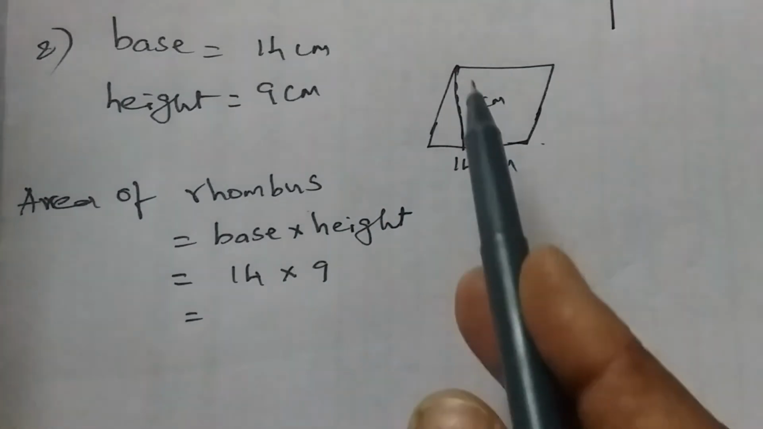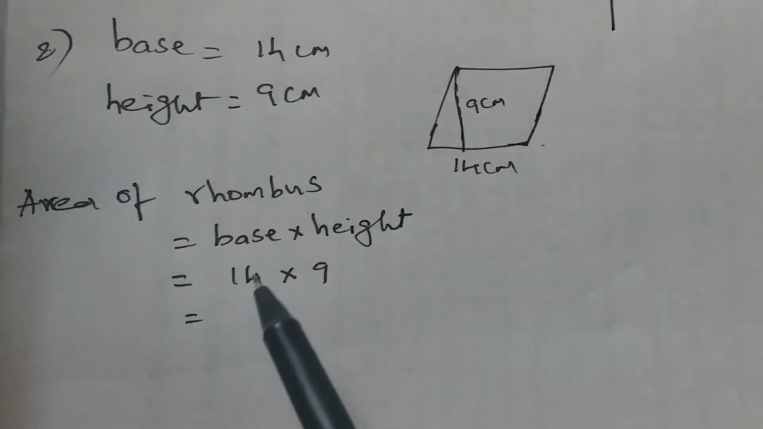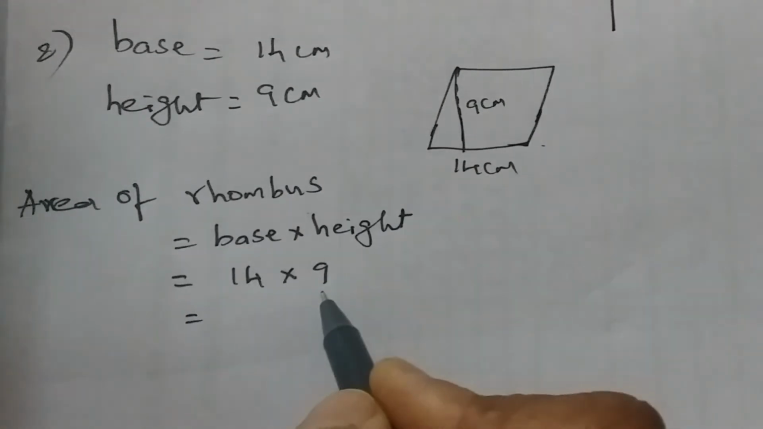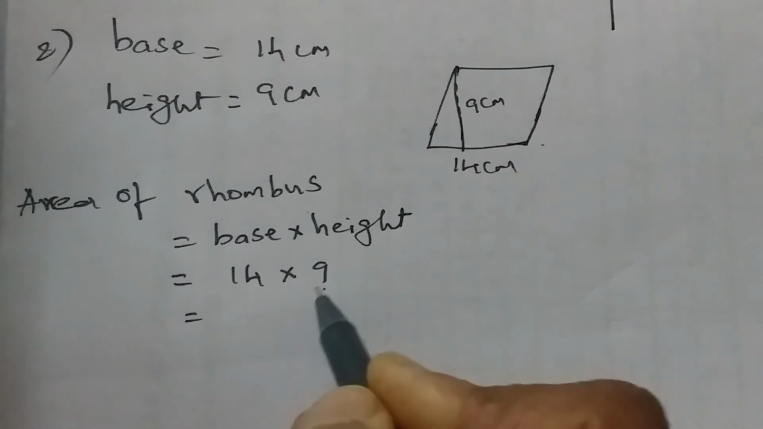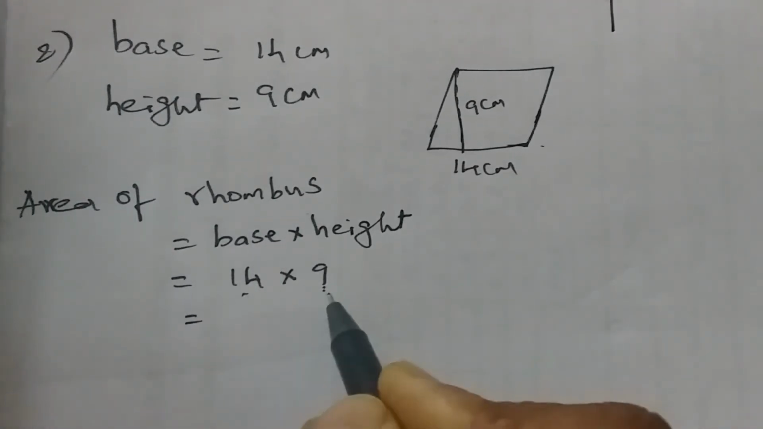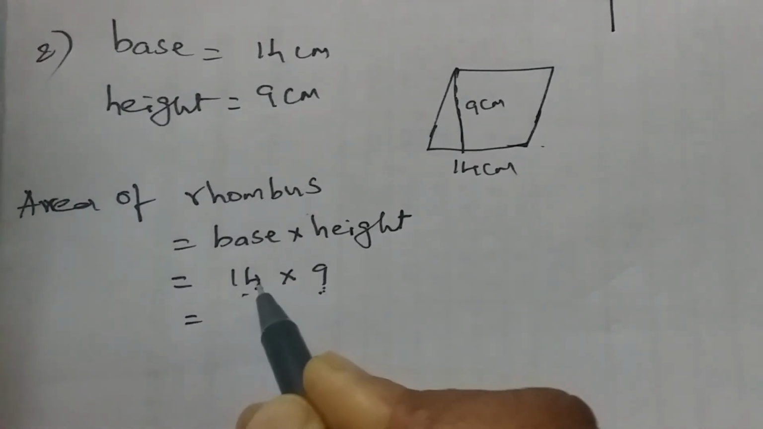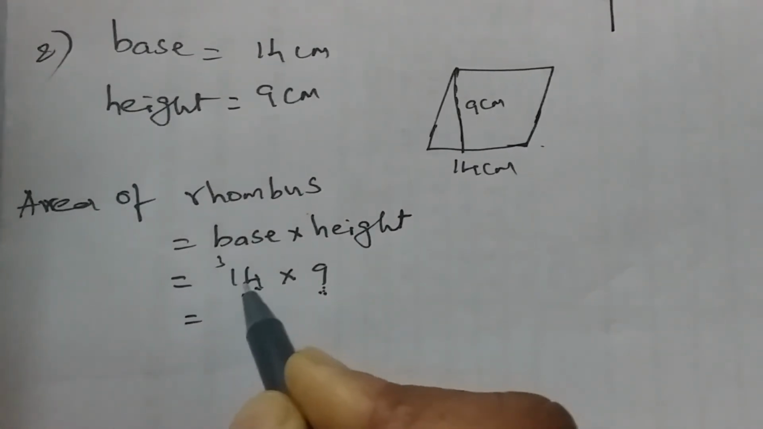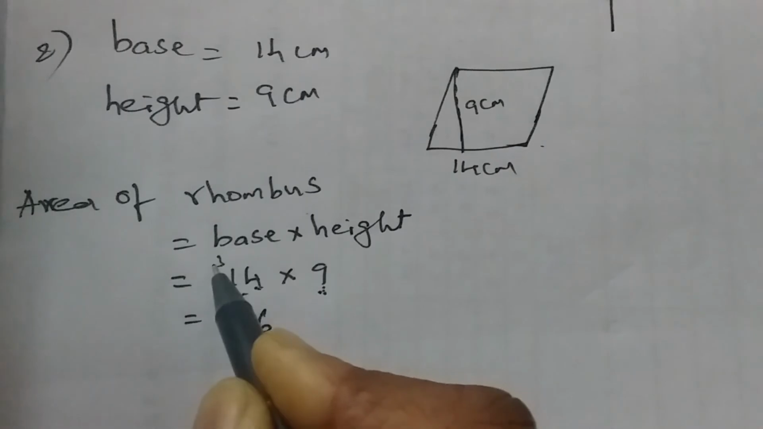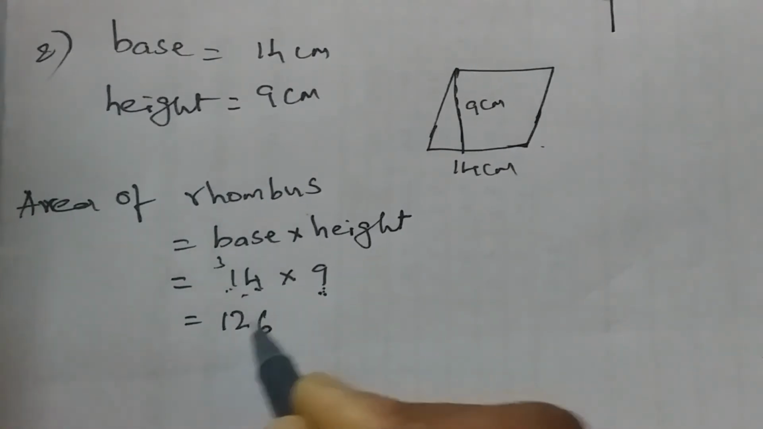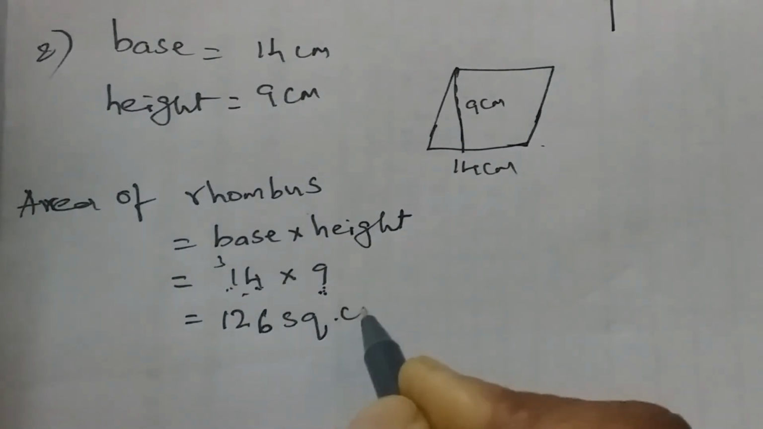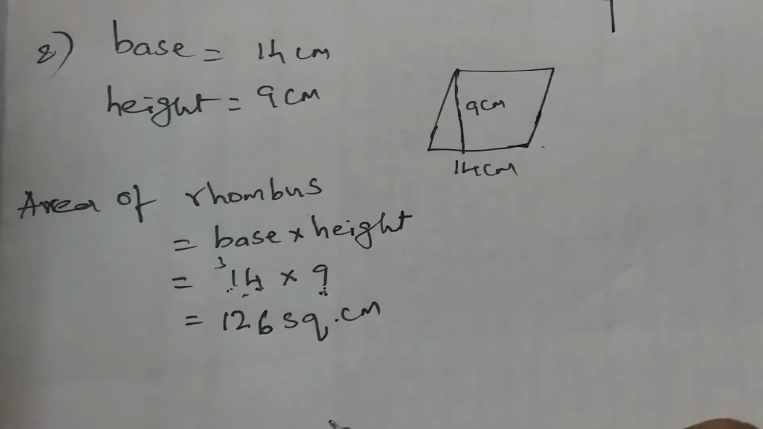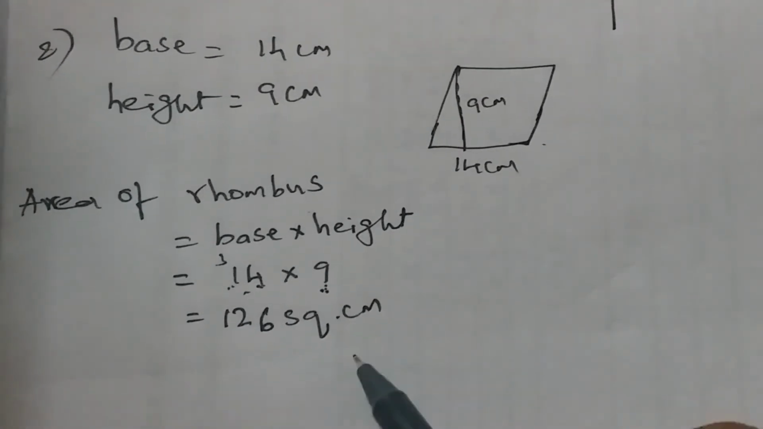Base is 14 centimeter, height is 9 centimeter. So it is 14 into 9. Let us multiply. Since it is just very small numbers, we multiply like this horizontally. 9 4s are, or 4 9s are 36. Write 6, carry 3. 9 1s are 9. 9 plus 3 is 12. 126 square centimeter. Unit of area is always square centimeter.